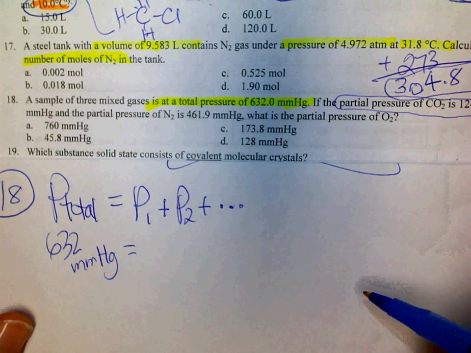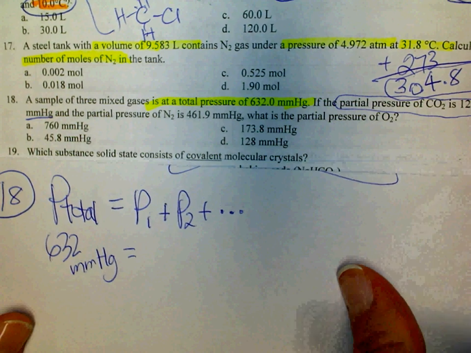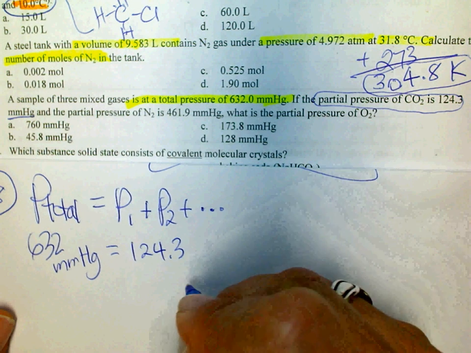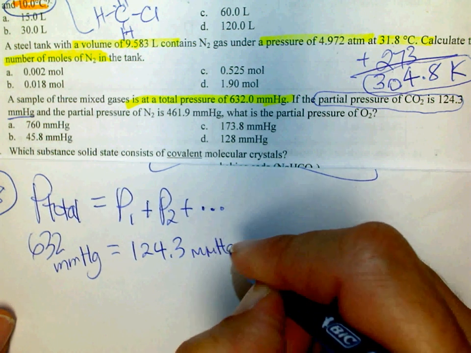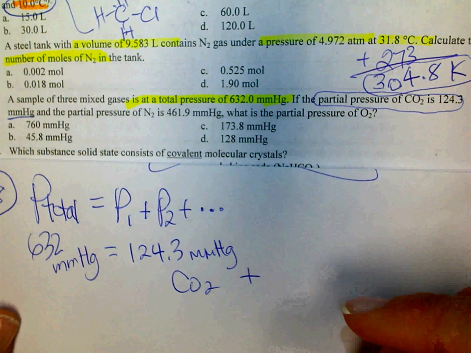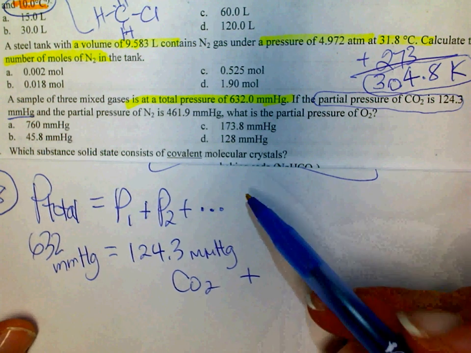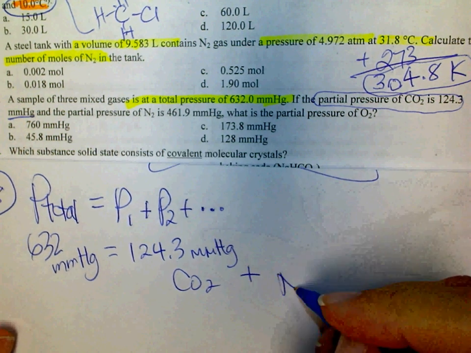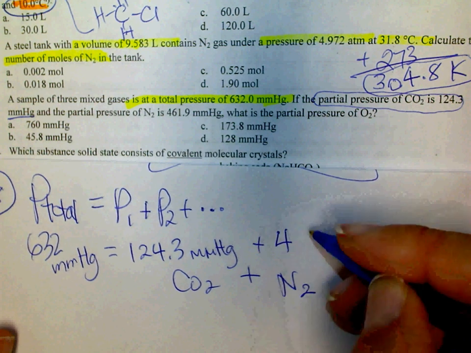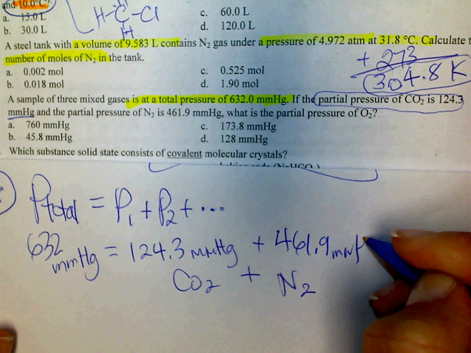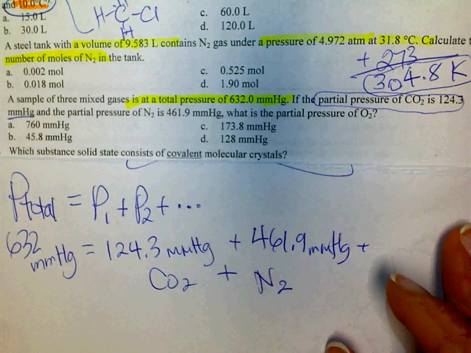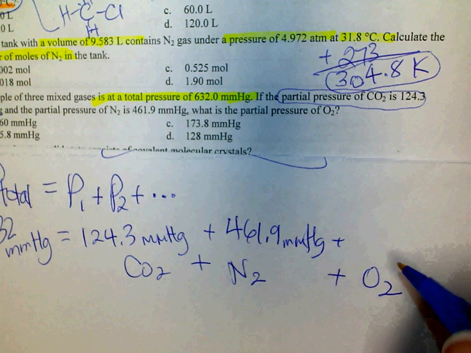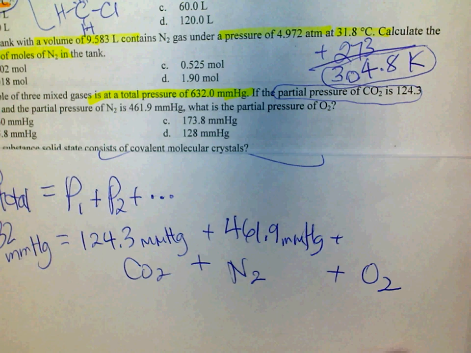Partial pressure of CO2. Thank you. Is 124.3. Garth, Sam, turn around. Partial pressure, Sam. What's the partial pressure of the nitrogen? All right, good. So I'm going to add that. Now, Casey, what's the partial pressure of the oxygen? The partial pressure of the oxygen.